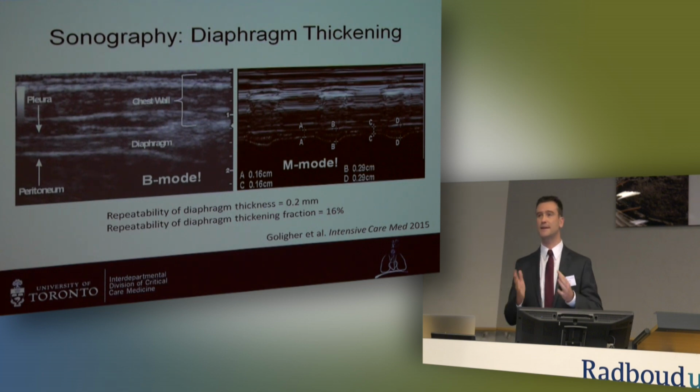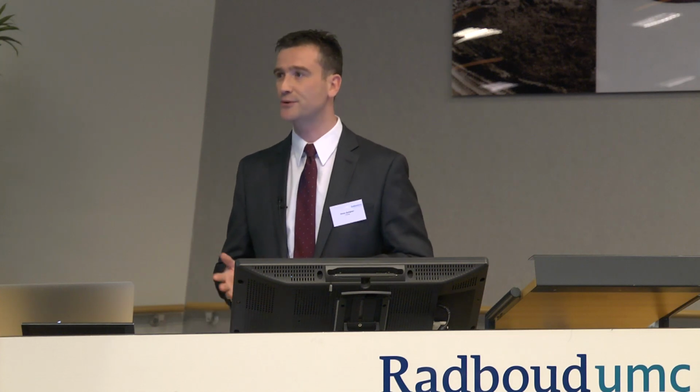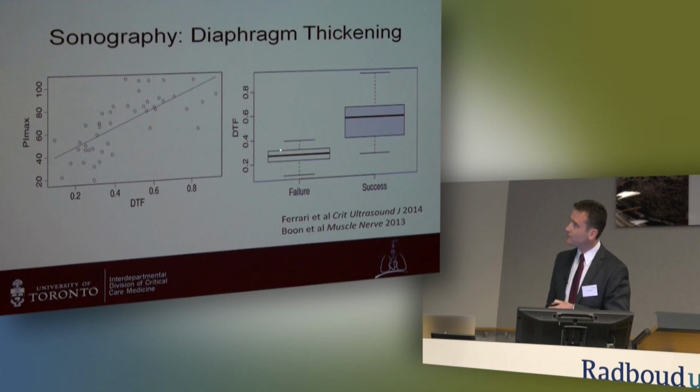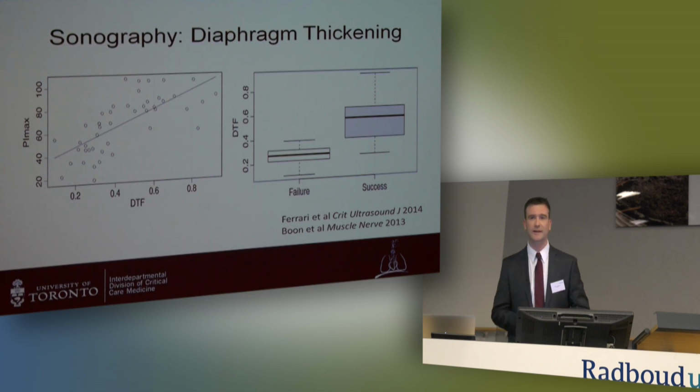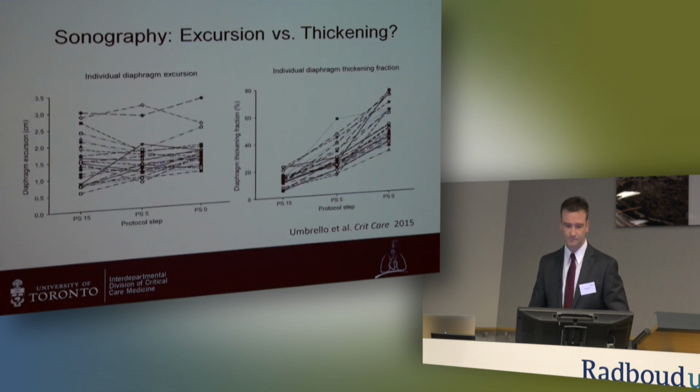During mechanical ventilation, this thickening fraction is proportional to the patient's inspiratory effort and can be measured with at least moderate reproducibility. Some recent data suggests that the thickening fraction of the diaphragm during a maximal inspiratory effort is actually correlated with your maximal inspiratory pressure. And in patients, when measuring diaphragm thickening fraction during a spontaneous breathing trial, the patients who fail have a much lower value of thickening fraction than the patients who succeed. So all these data suggest that, again, the thickening fraction is a valid way of assessing the diaphragm function.